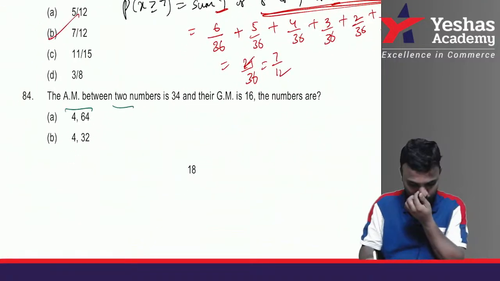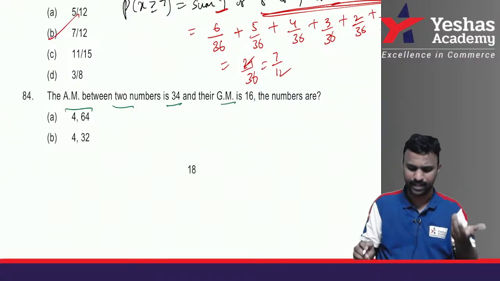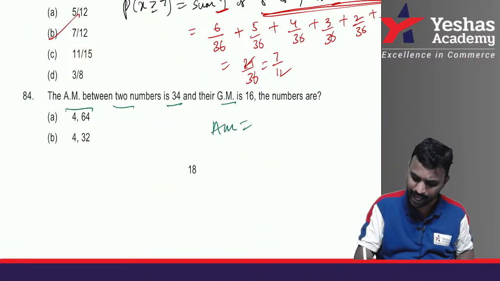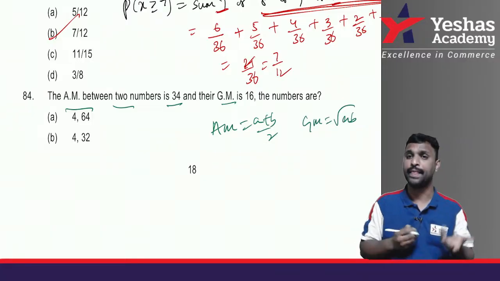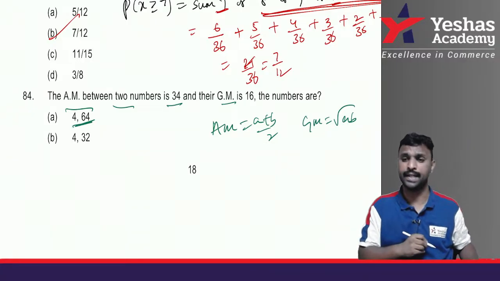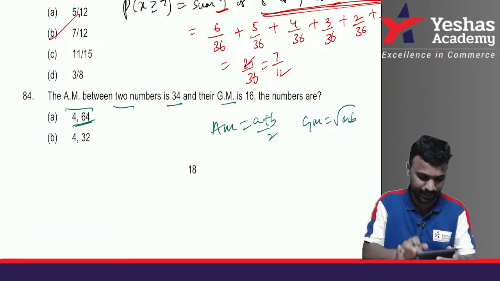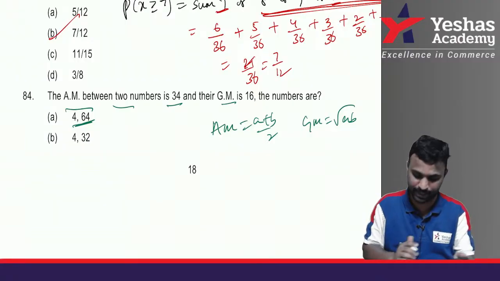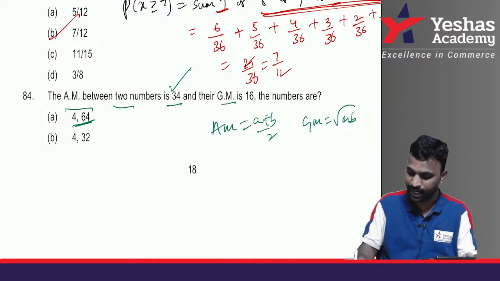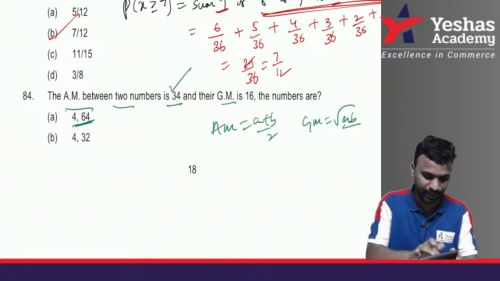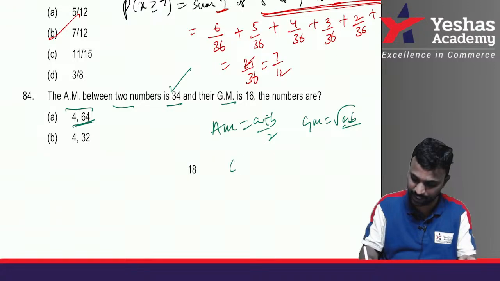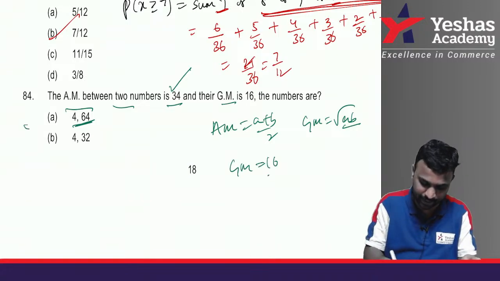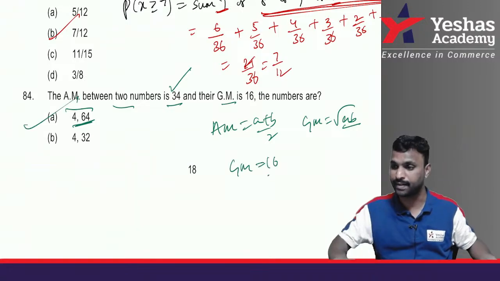The AM between two numbers is 34 and GM is 16. The numbers are? AM is what, guys? A plus B by 2. GM is what? Root of A into B. The numbers are in the options only. Let's take the first option. 4 plus 64 divided by 2, which is 34. AM got satisfied. Now GM. 4 into 64, press equal to, press the root, 16. So GM also got satisfied. Therefore, option A itself is the right answer.